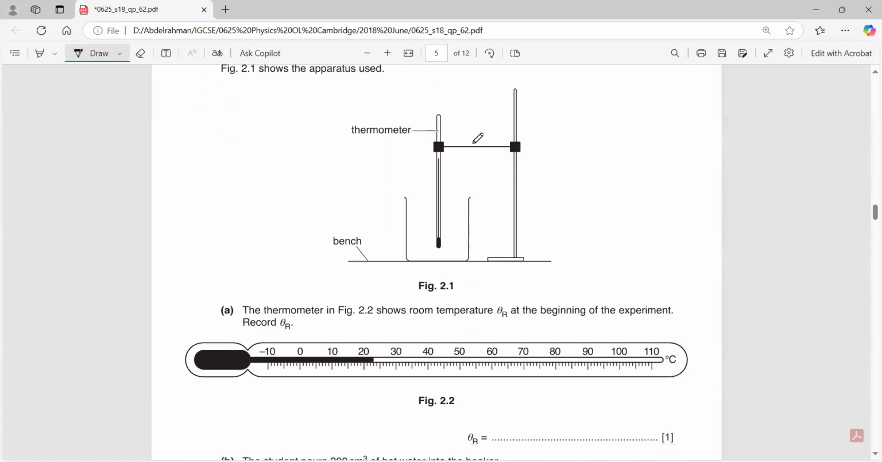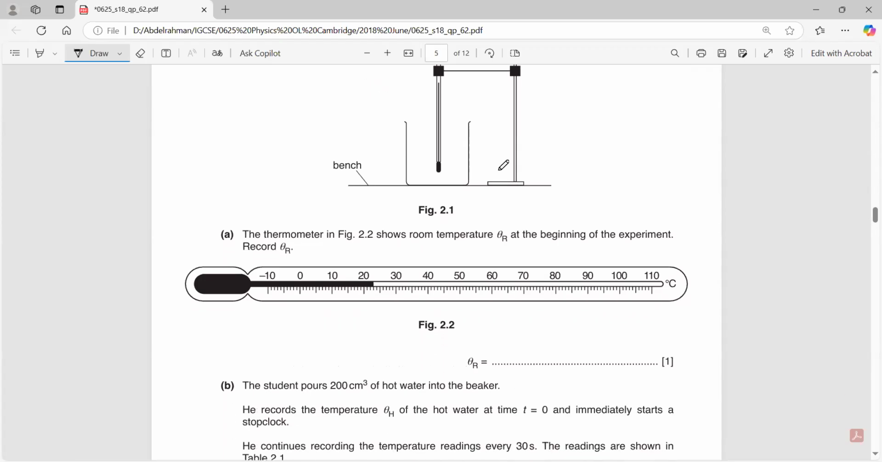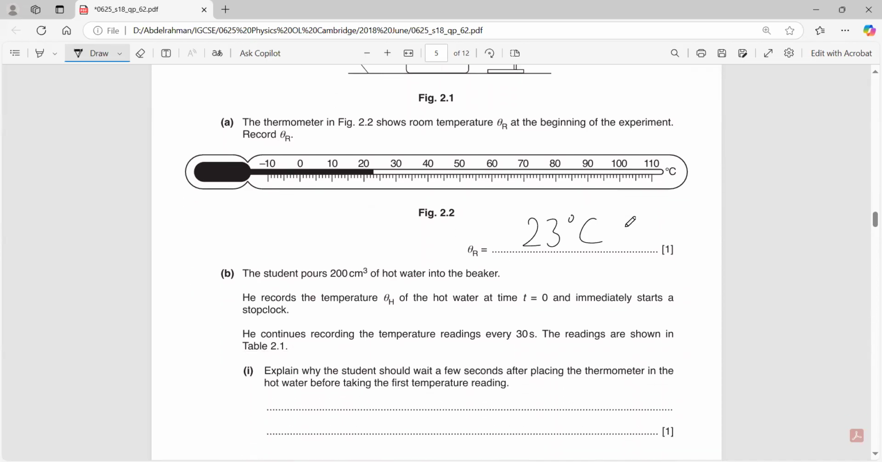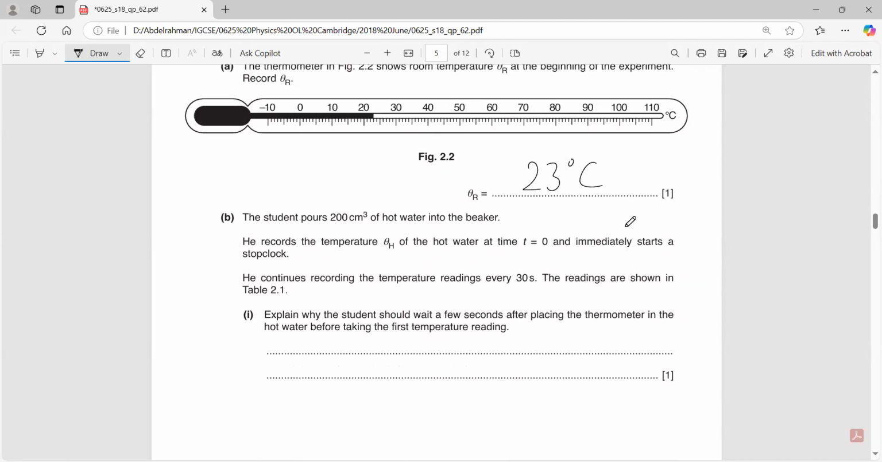Now we have a thermometer. Can I take theta r, the room temperature of this experiment? Yes, I can take theta r. Theta r is 23 degrees Celsius. The student pours 200 centimeters cubed of hot water into the beaker. He records the temperature theta h of the hot water at time t equals 0 and immediately starts the stop clock. He continues recording the temperature readings every 30 seconds. The readings are shown in table 2.1.